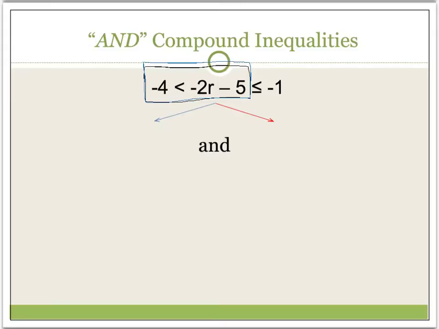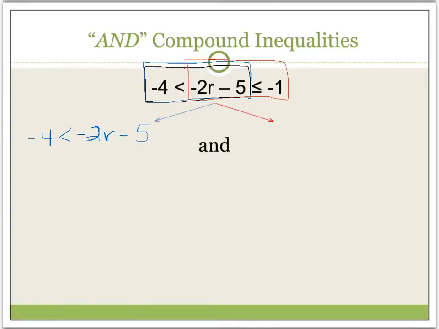The second inequality is going to be the one that starts with -2r minus 5 is less than or equal to -1. And so you can see that by breaking it up like this and putting these boxes around it, there really are two separate inequalities. Let's write the first one out. It's -4 is less than -2r minus 5.